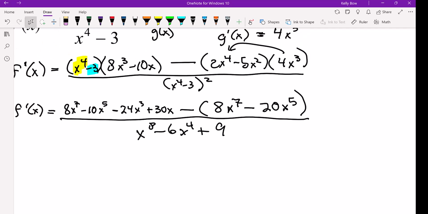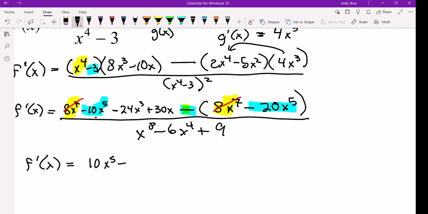All right, let's see what we have. We have 8x to the 7th, but we have a subtract 8x to the 7th. And then we have negative 10x to the 5th. Well, subtract a negative is add, so that leaves us with positive 10x to the 5th, because negative 10 plus 20 would be positive 10.